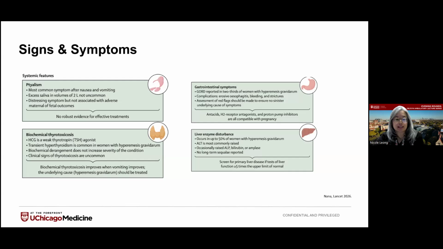Other things that we can see, sometimes we'll see liver enzyme disturbances, especially with hyperemesis gravidarum. Oftentimes our AST or ALT, our liver enzymes, can be elevated. Most of the time, this does not need further evaluation unless we're really looking at levels that are over 5 times the upper limit of normal. And so this will oftentimes resolve as the nausea and vomiting gets better as well.